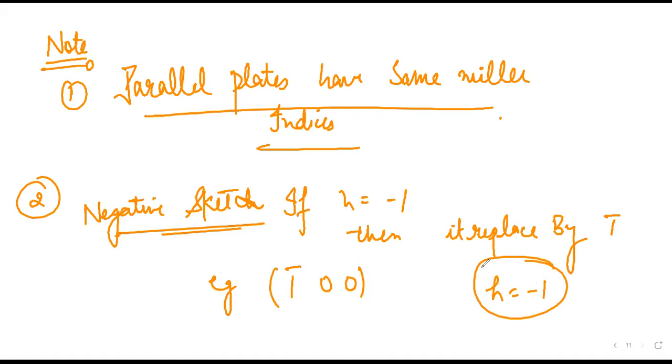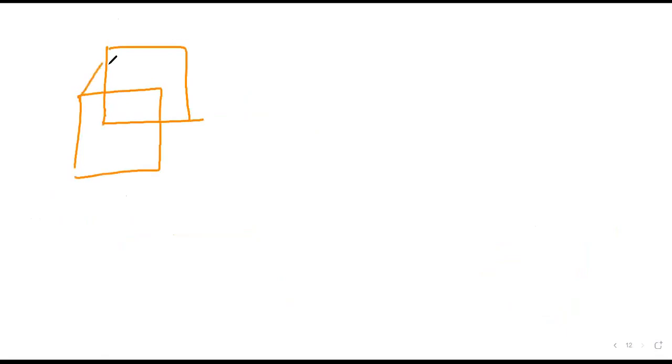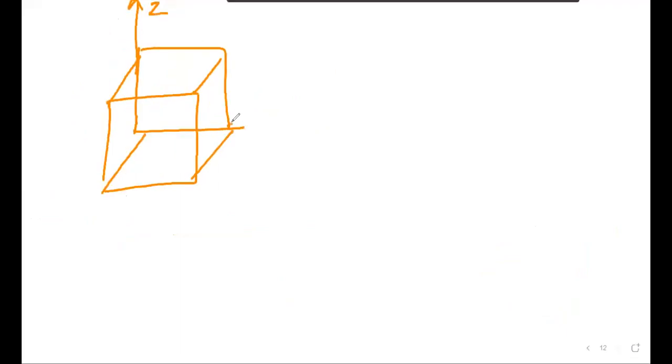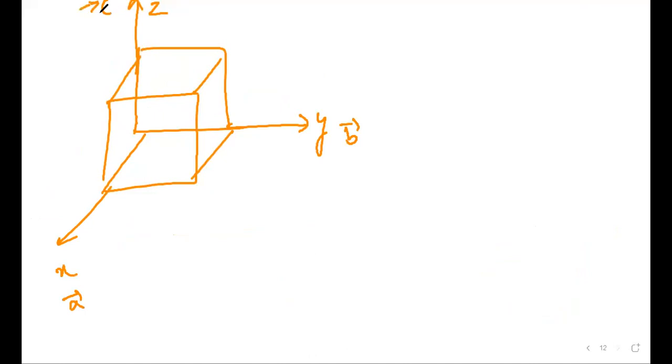Now I am going to draw some particular graphs for negative Miller indices. Again, I am having this type of particular crystal lattice. This is my z-axis, this is my y-axis, this is my x-axis. Here I have the a vector, here the b vector, and here the c vector. And my question is (-1, 0, 0). I have to draw it for this plane.